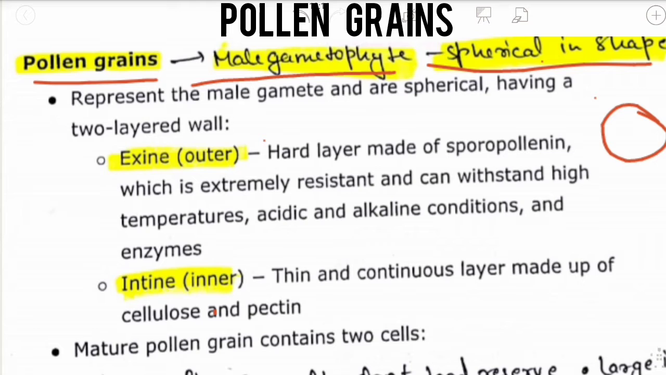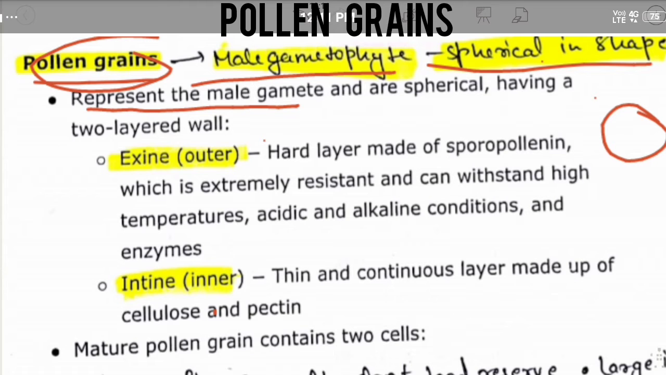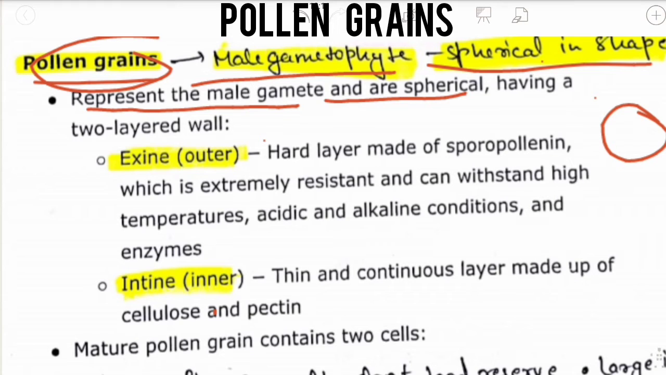These pollen grains are normally formed by the process of microsporogenesis. It is the process of formation of microspores from the pollen mother cell through meiosis. Pollen grains mainly represent the male gamete. They are spherical in shape and have a two-layered wall.